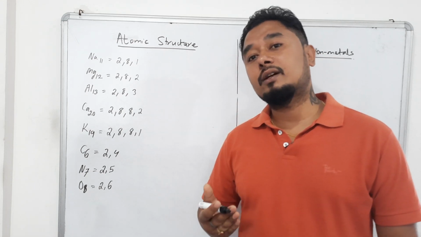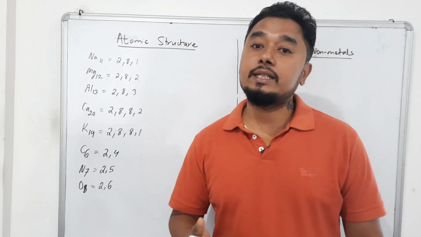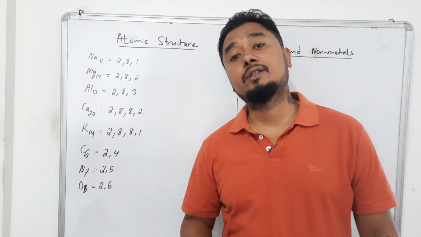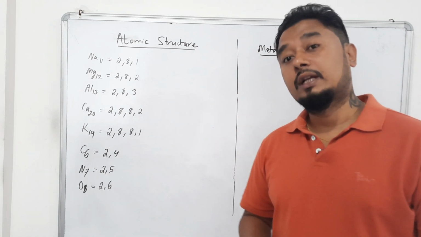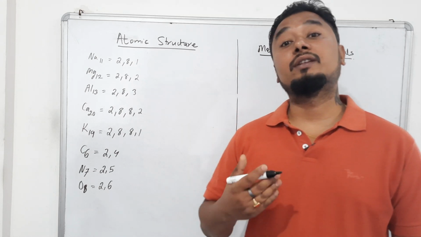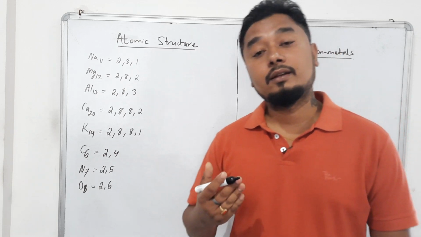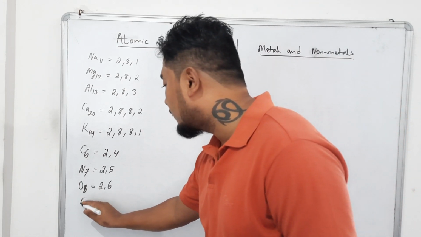Once it becomes 8, again you will use fourth cell, whose capacity is 18. And once it becomes 18, then you use the fifth cell, whose capacity is again 18. And once you fill up electrons in the fifth cell also, then you use sixth cell, whose capacity is 32. And lastly, you fill in the seventh cell, whose capacity is again 32. So this is how we do the configuration. Let us try for one more.